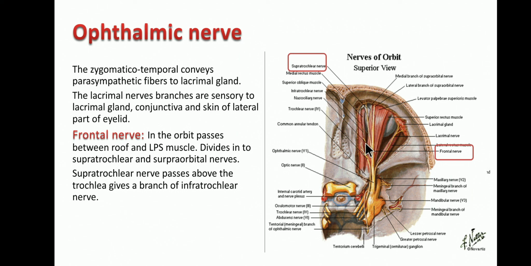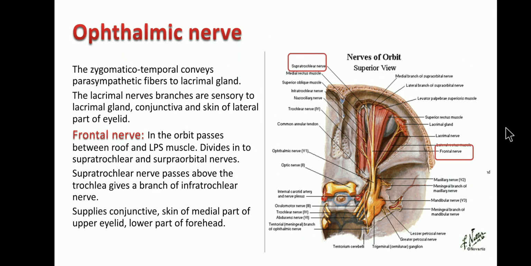It will give a communicating branch to the infratrochlear nerve. Then it will supply the eyelid and then the conjunctiva. Then finally it will emerge through the forehead deep to the corrugator supercilii, and then it supplies the medial part of your forehead and scalp. So it supplies the conjunctiva, skin of the medial part of the upper eyelid and lower part of the forehead.